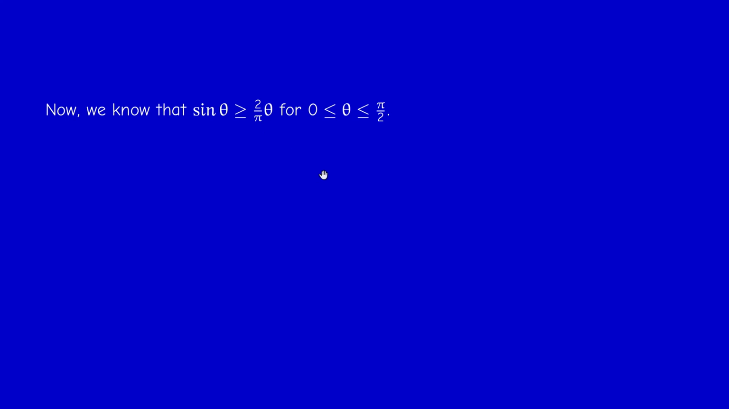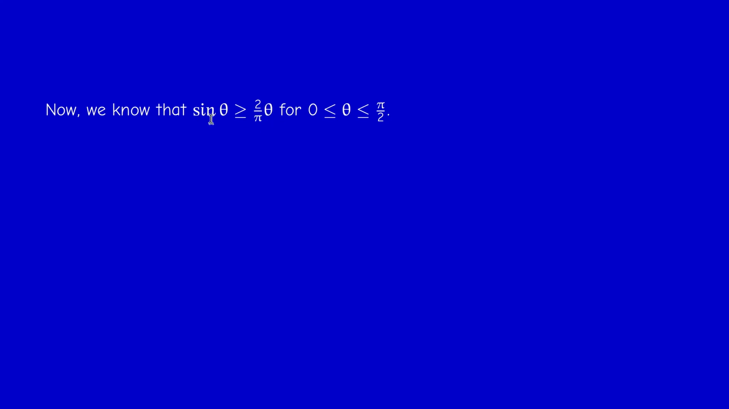Another way is geometric. Just draw the graph of sine, which is concave. Since it's concave, it is above its chord joining 0 to pi over 2, 1. So this is the equation of the chord, joining the endpoints of the graph, and this is the graph.